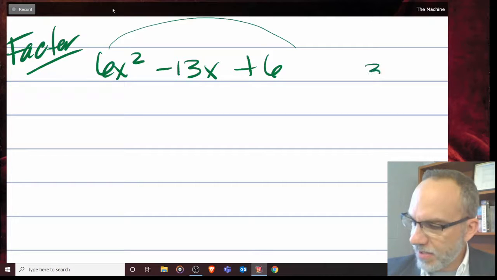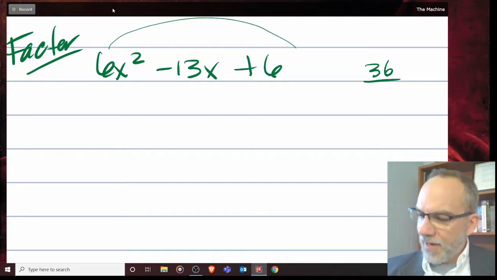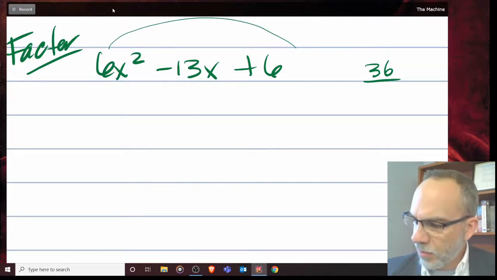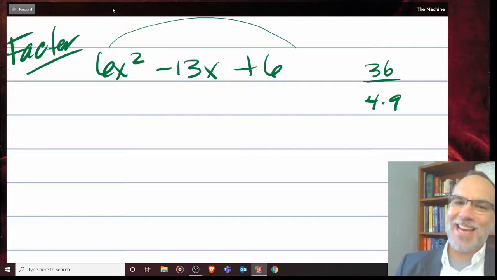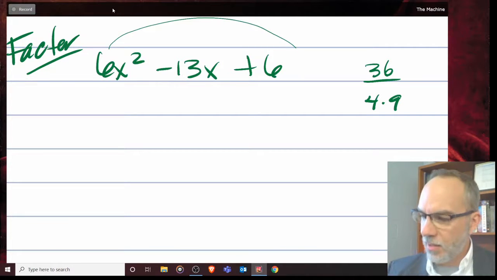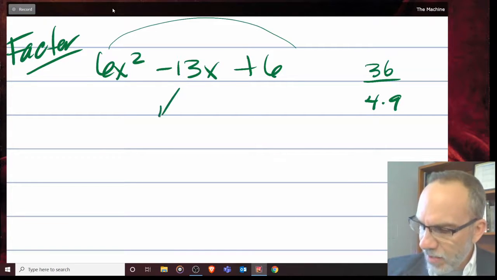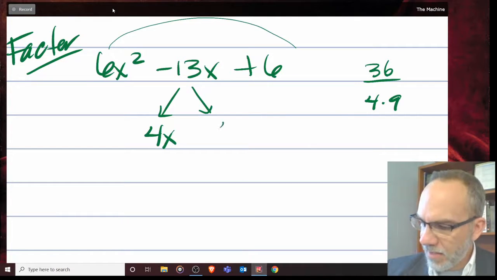That would be 36. Let me find the factors of 36 that when I add them give me 13. Don't worry about the negative yet. When I add them, give me 13. What would that be? Hopefully you can see that it's going to be a 4 and a 9. 4 times 9 multiply together to give me 36, but add together to give me 13. So I take the 13x and I break it into two parts, a 4x and a 9x.